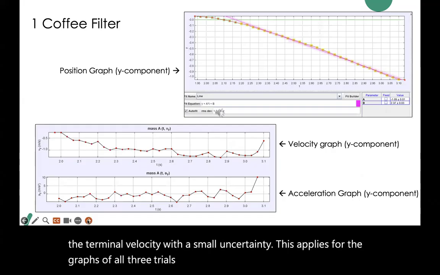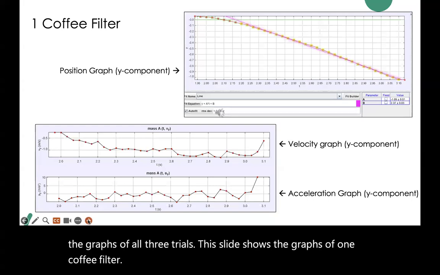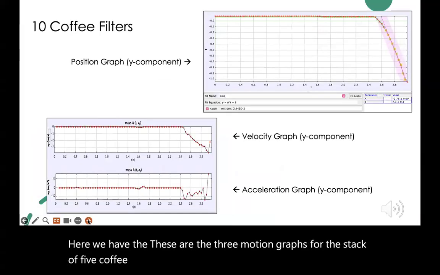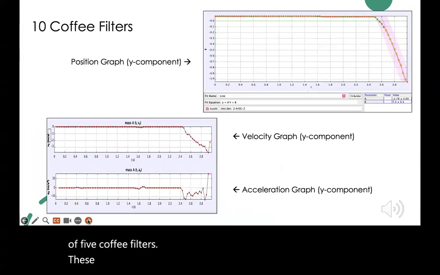This slide shows the graphs of one coffee filter. These are the three motion graphs for the stack of 5 coffee filters. These are the three motion graphs for the stack of 10 coffee filters.